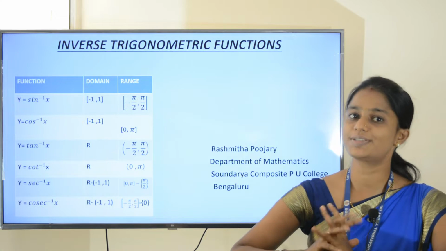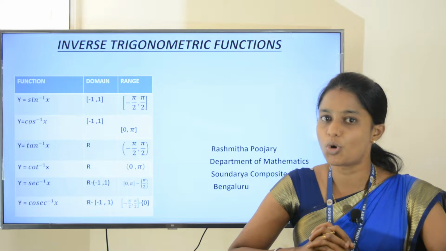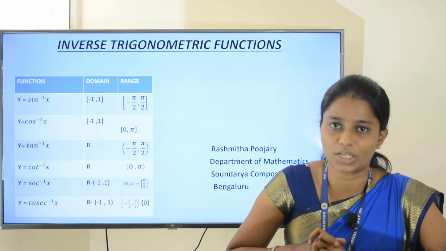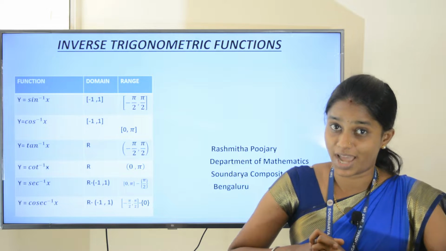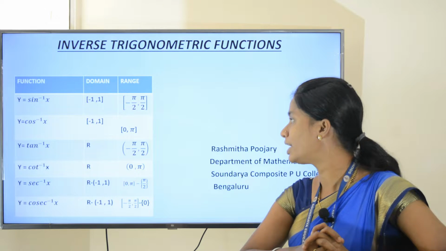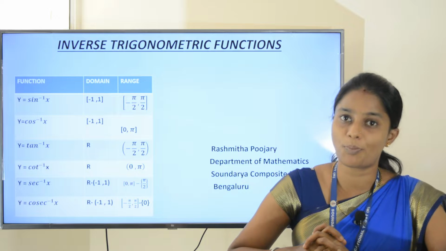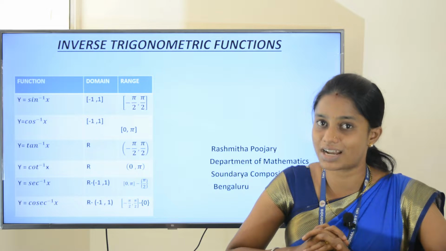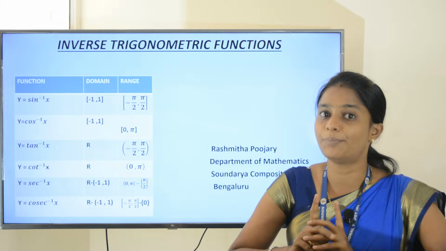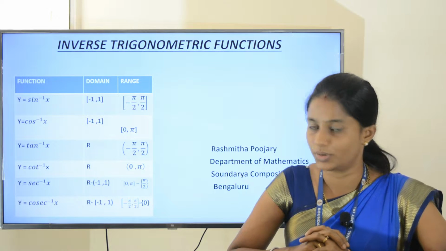First, sine inverse x and cos inverse x both have the domain closed interval -1, 1. And for tan inverse x and cot inverse x, the domain is the set of all real numbers. Please keep it in your mind. This capital letter R represents the set of all real numbers. Don't write any brackets to this R.